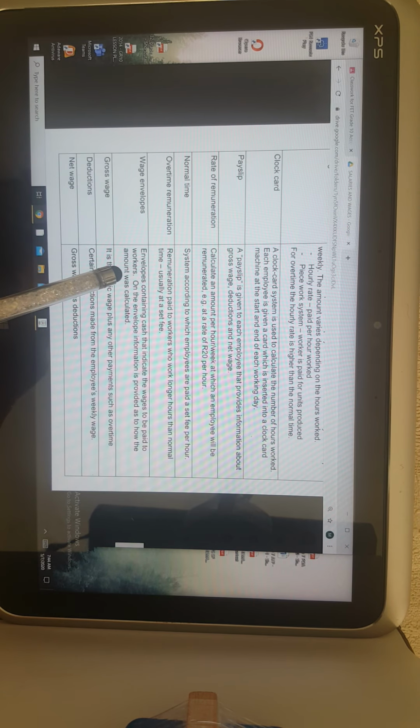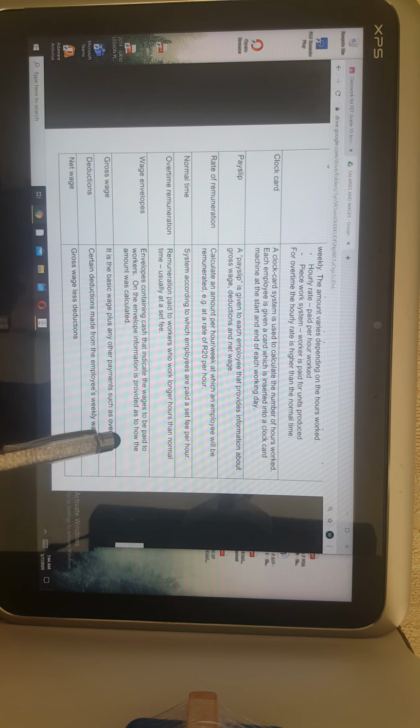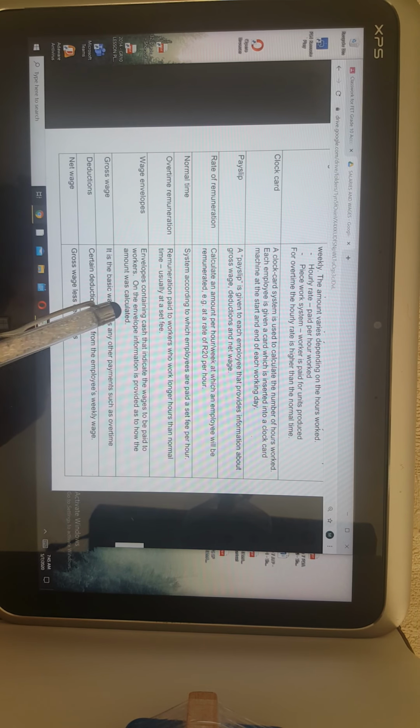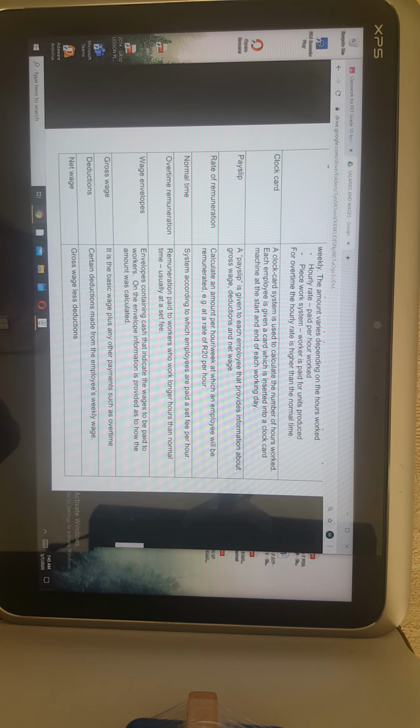Wage envelopes: envelopes containing cash that indicate the wages to be paid to the workers. On the envelope, the information is provided as to how the amount was calculated. So it's a simple way of keeping a record for them. You're giving them cash, you're not paying it into a bank account. So you use an envelope, and you're writing on there the information, how you came to it, the number of hours that they worked, what you gave them, what you deducted, those kinds of things, right? So again, like how we had gross salary, then you get your deductions and your net salary.